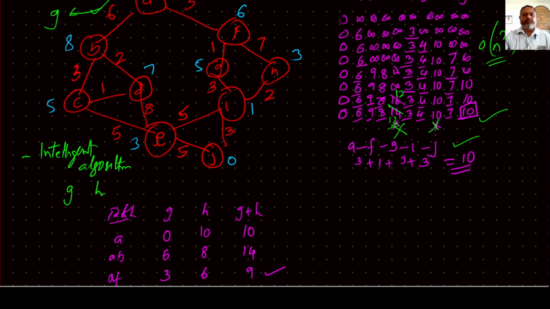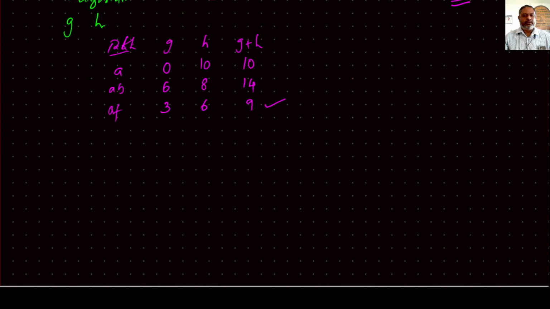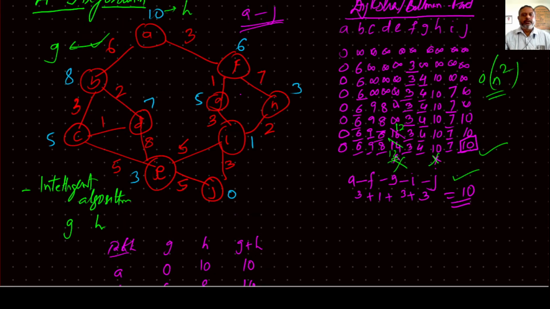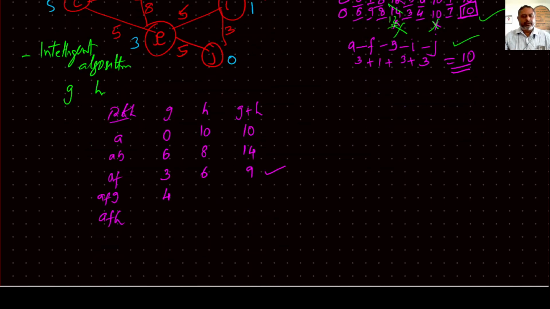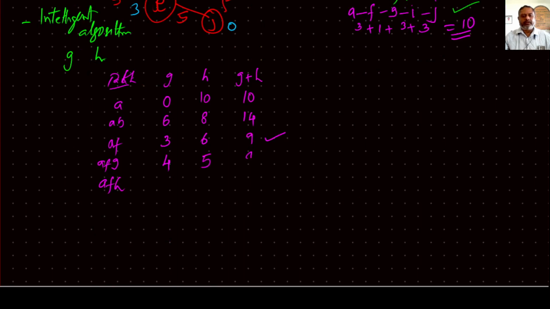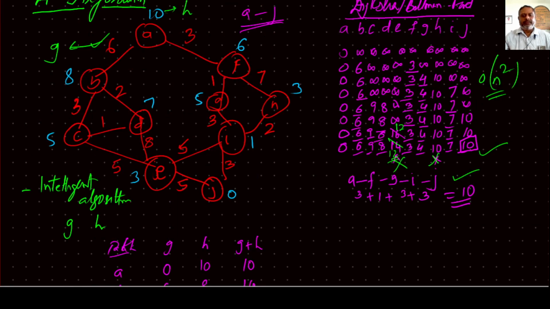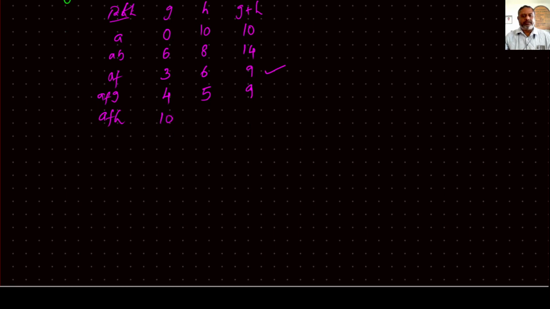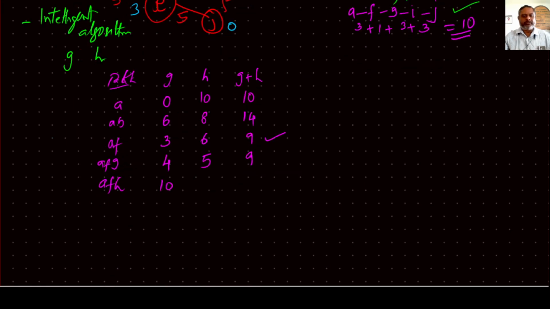From F we have two more possibilities, G and H. So AFG, AFH. If you look at AFG, A to F is 3, F to G is 1, so that makes 4. The G value of AFG is 4, whereas the heuristic value of the G node is 5, so that makes 9. Same way, AFH is 3 plus 7, which is 10, the G value, and the heuristic value of H is 3, so that makes 13.